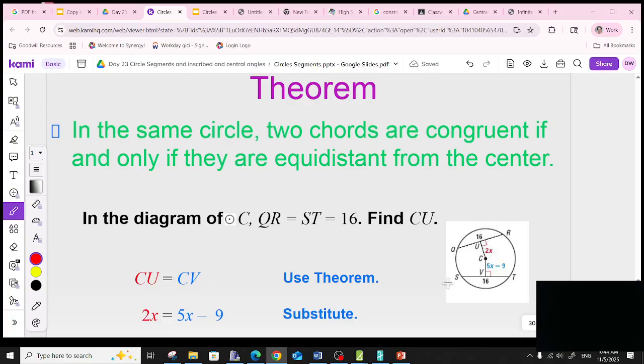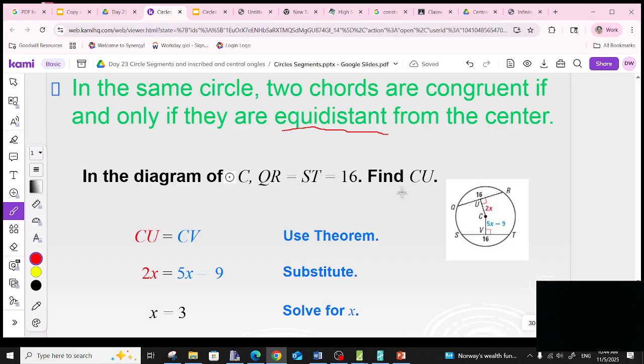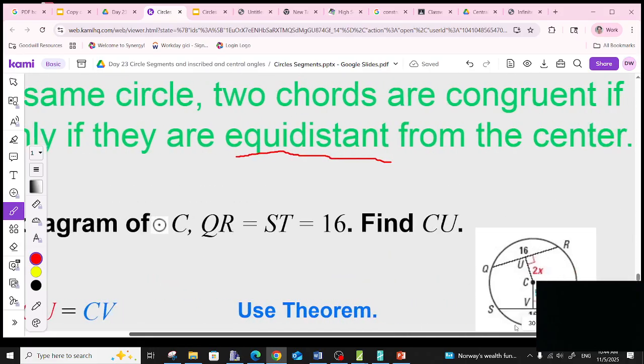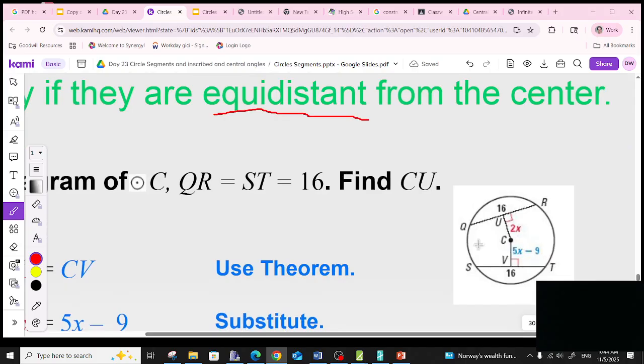In the same circle, two chords are congruent if and only if they're equidistant from the center. What does equidistant mean? Same distance. So, since this is 16 here, do you see that? ST is 16. Let me make this bigger so people in the back can see. Since this is 16 and this is 16, these two pieces have to be equal because it has to be the same distance from the center.